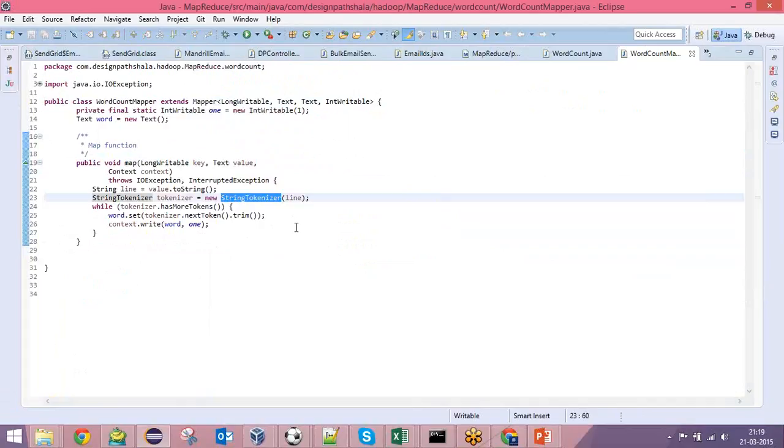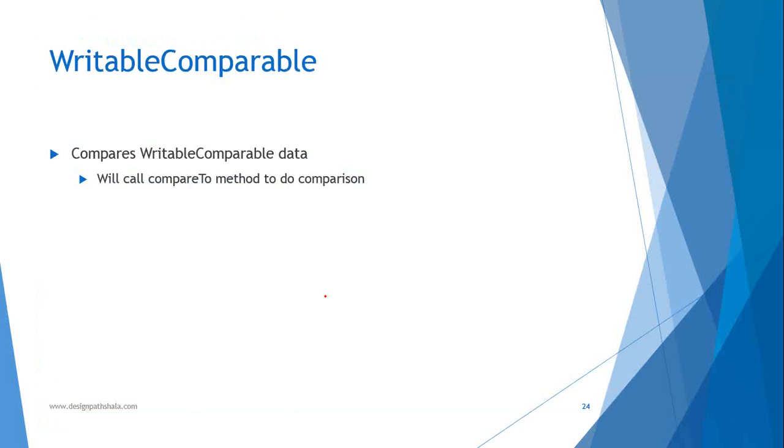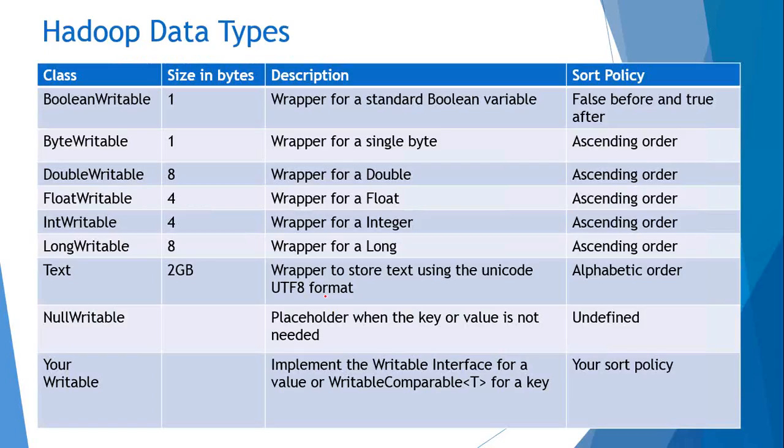Let me show you one more slide before I go over there. These are the default data types in Hadoop. Everything is writable. All of your keys and values need to be persisted or transferred over the network, so everything needs to be serializable. All of the data types in Hadoop are serializable, and they are prefixed with Writable.